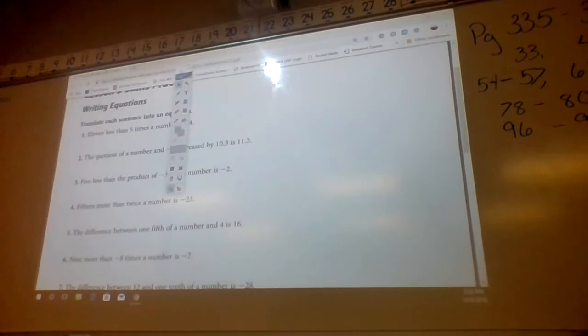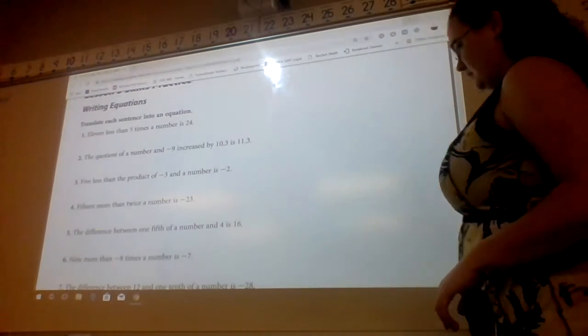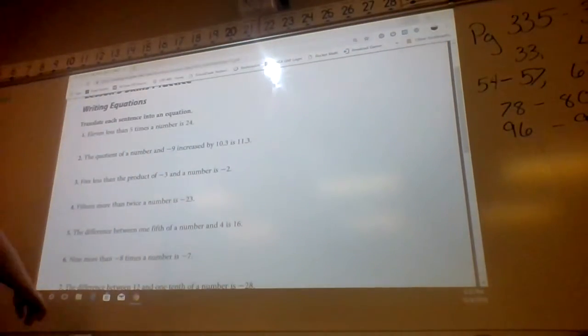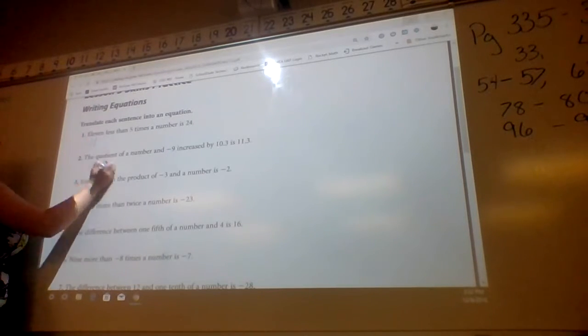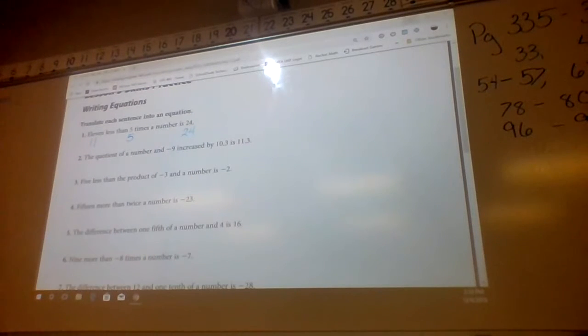So if we're going to translate this to a math equation, what do you think we're going to have to do? 11 less than 5 times the number is 24. What do we know is definitely going to stay? We know 11, we know 5, and we know 24. But we have a bunch of words in between. Most of these are called clue words. So we've got to figure out what these clue words mean. Let's take it one at a time. What does less mean? Minus.